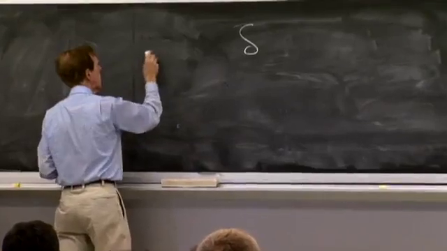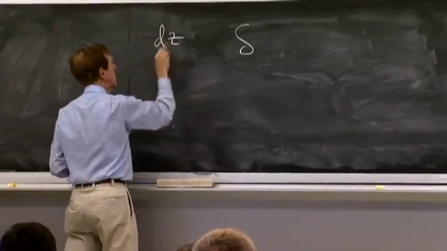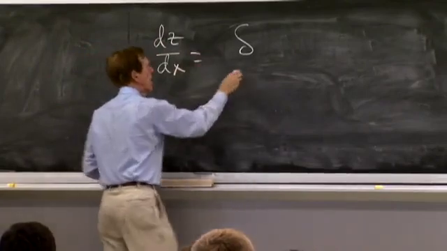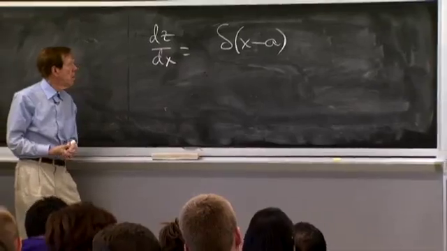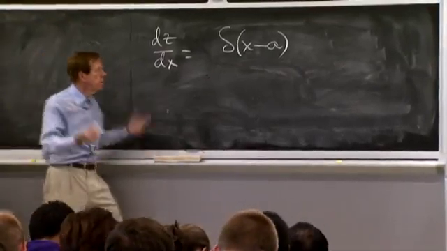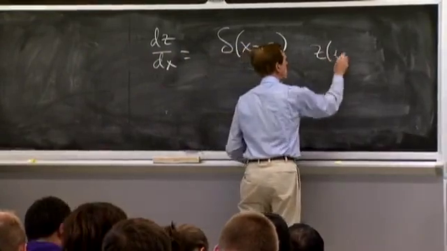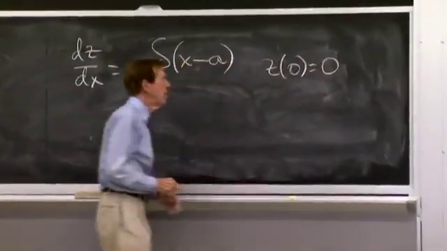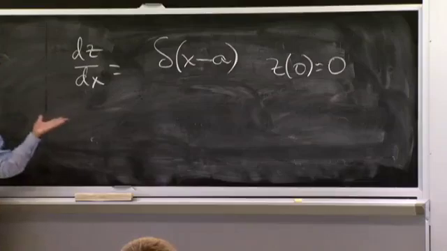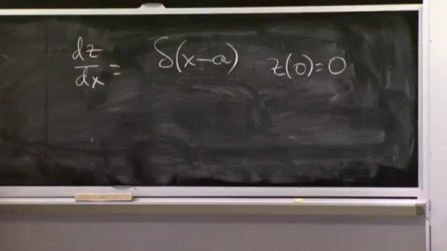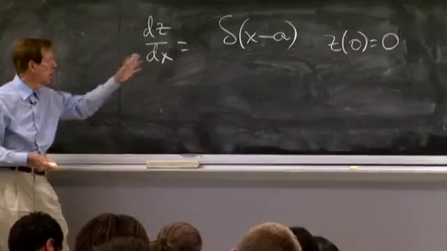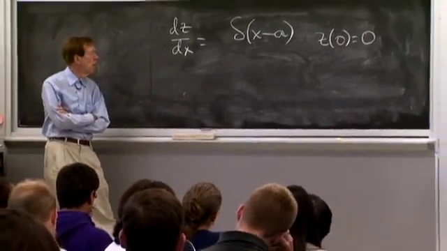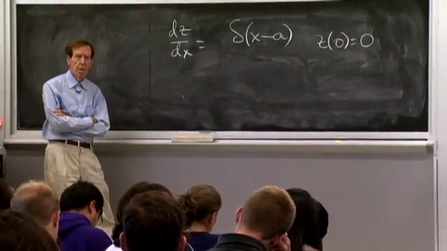Suppose I just have a first order equation, I'll call it z: dz/dx equals delta of x minus a. And suppose that I know that z of 0 starts at 0. You've got to be able to solve that equation, right? So this is a useful hint, sort of prep for that. That would be a good equation to know the solution to.